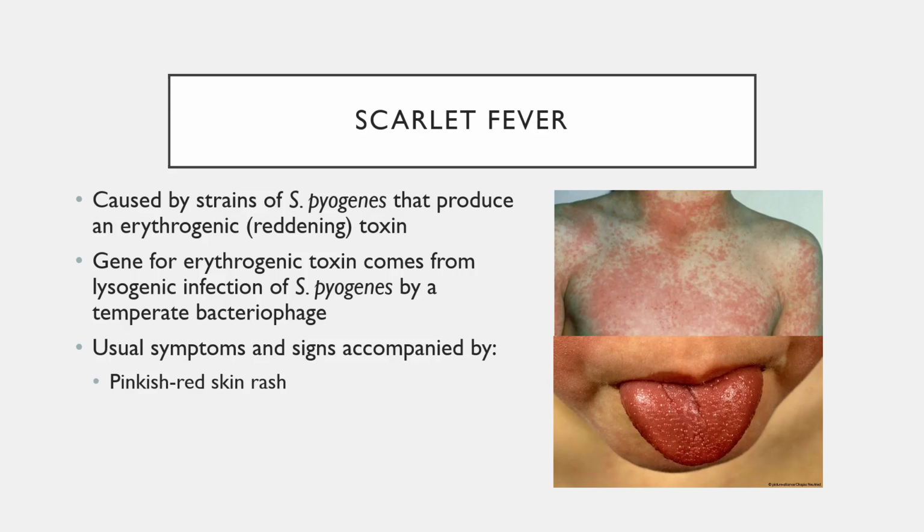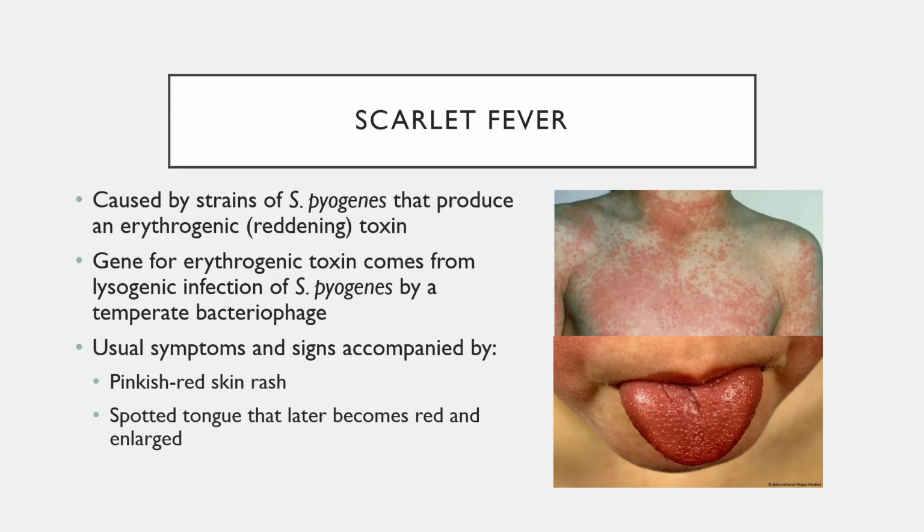a pinkish red skin rash, as you can see in the upper photo, as well as a spotted tongue that later becomes enlarged, as you can see in the lower photo. So these additional symptoms are caused by that unique erythrogenic toxin not present in all strains of Streptococcus pyogenes, only ones that have been infected by a bacteriophage that gives them this trait.